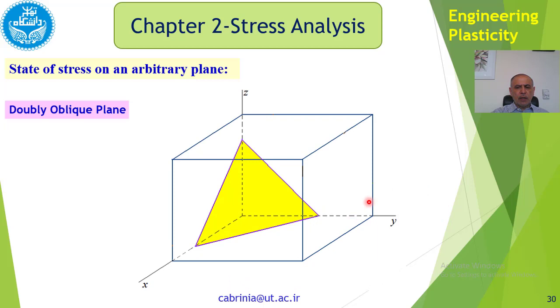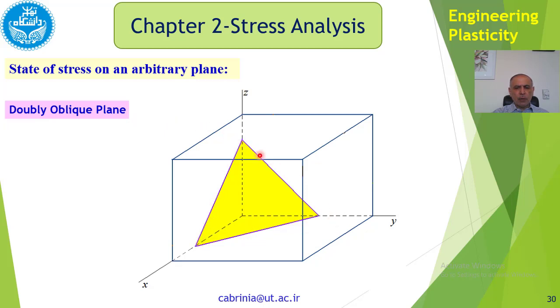In order to further develop this state of stress, we take a very general plane in the cube, because in this cube we showed that on each face of the cube we have three components of stress, and we want to translate these components into an arbitrary plane. So we should take an arbitrary plane in the cube. How do we take the arbitrary plane in the cube? We take a doubly oblique plane.